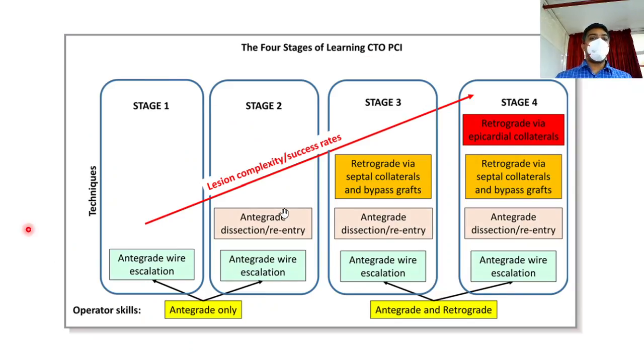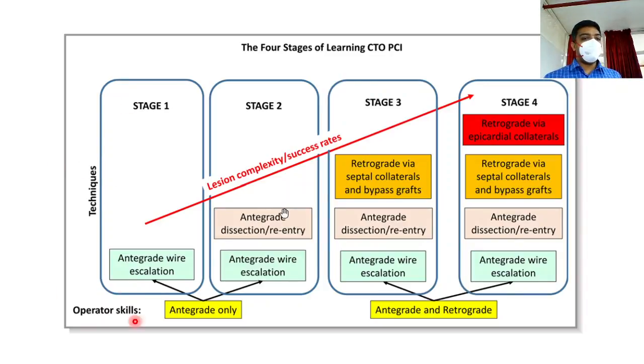So there are 4 stages in the learning of CTO. The operator initially will not jump in and do all the advanced things, that is the retrograde wiring and all. The details will come. Initially, for CTO wiring, there are 4 basic types: antegrade wiring, antegrade dissection wiring, then retrograde wiring, and retrograde dissection wiring. These are the 4 essential wiring steps. As we go 1, 2, 3, 4, the difficulty increases.